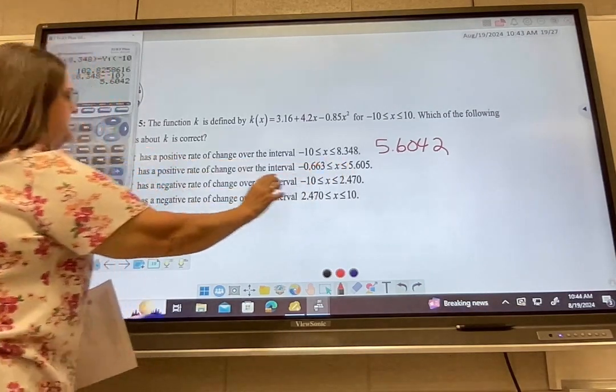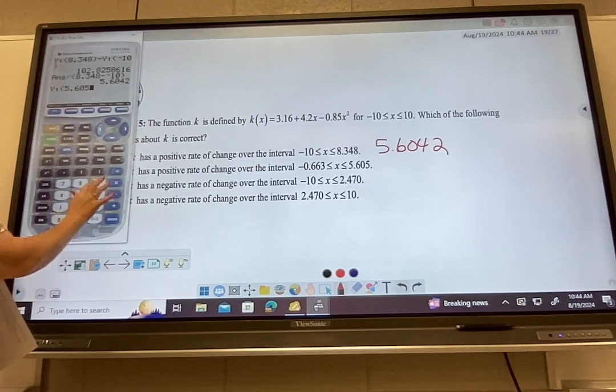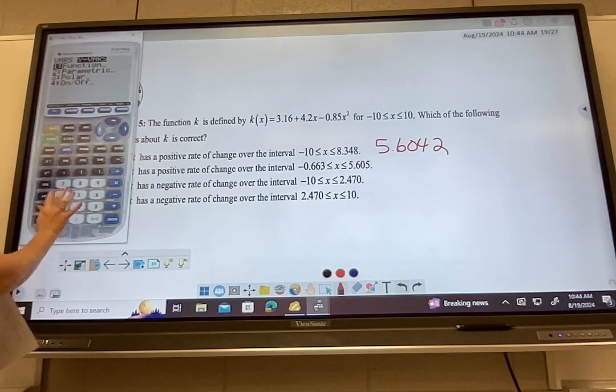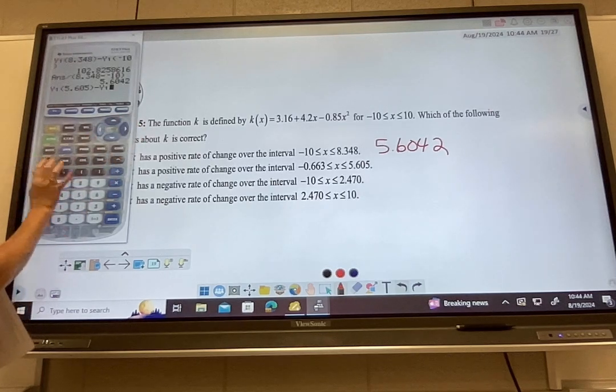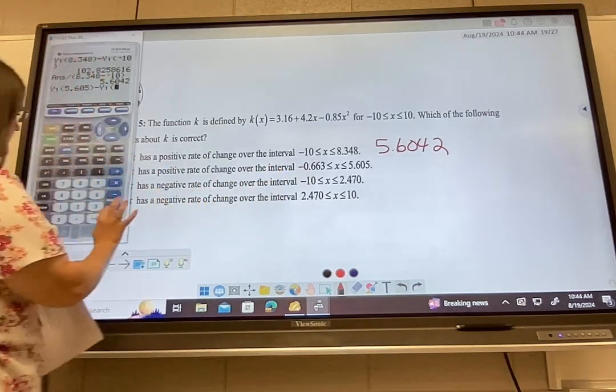So 5.605. Close it off. Minus vars, y vars. Hit that again. And I'm going to put in -0.663.